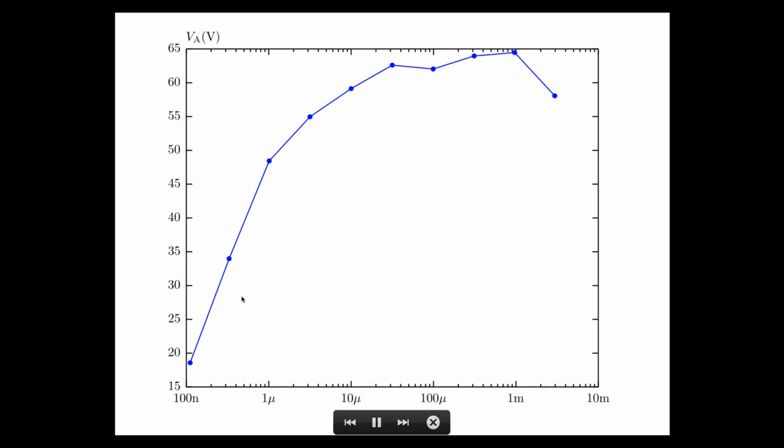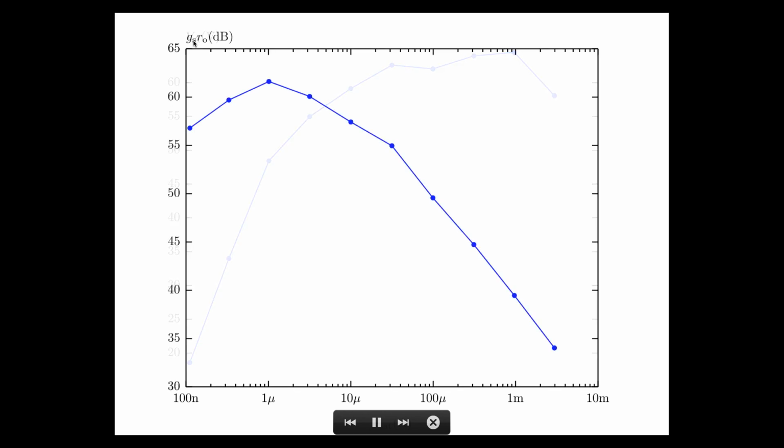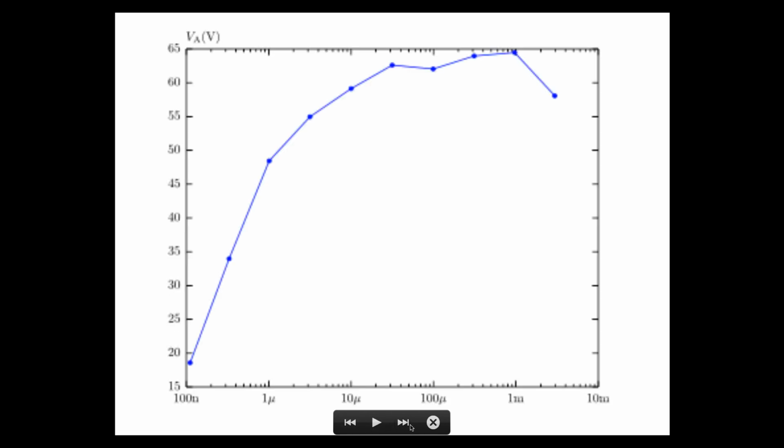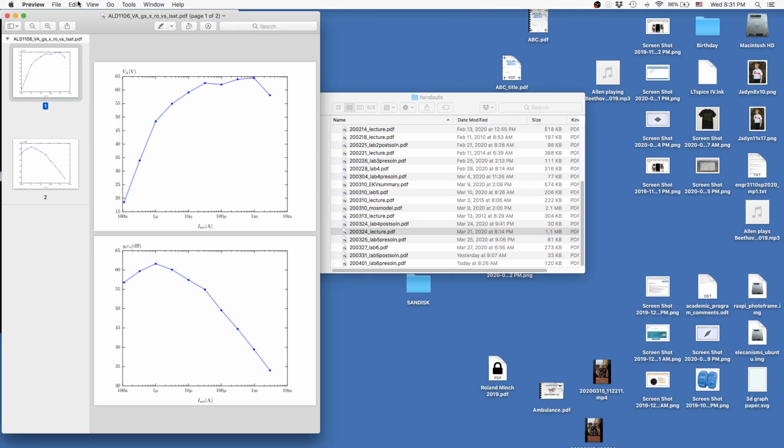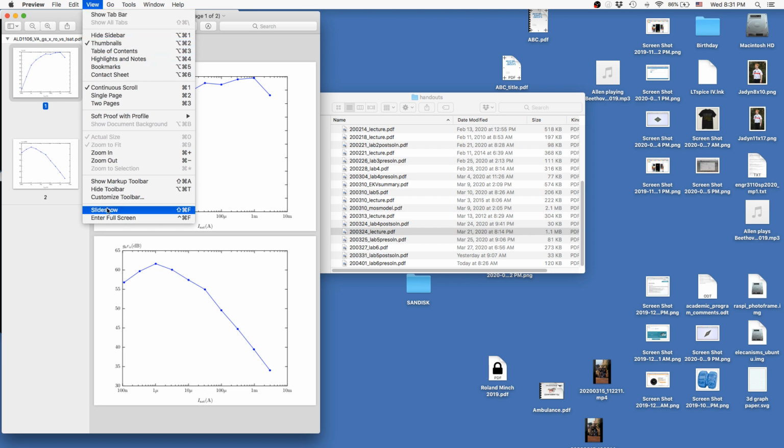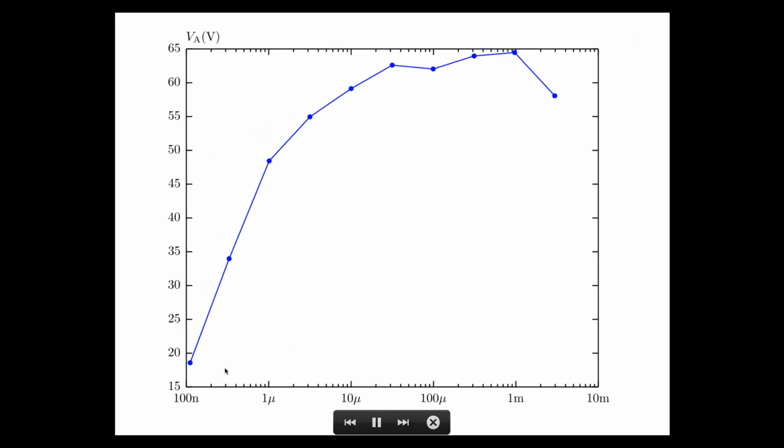So this first one is a plot of Early voltage as a function of saturation current level. And is that control going to disappear? No. Slideshow. Pause.